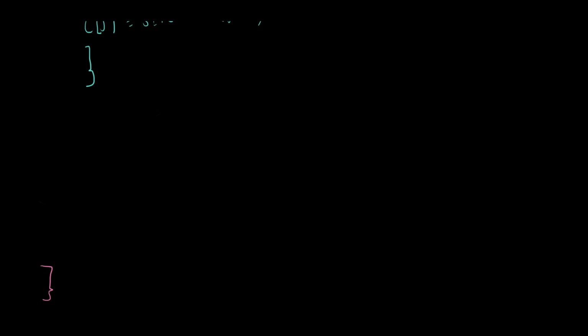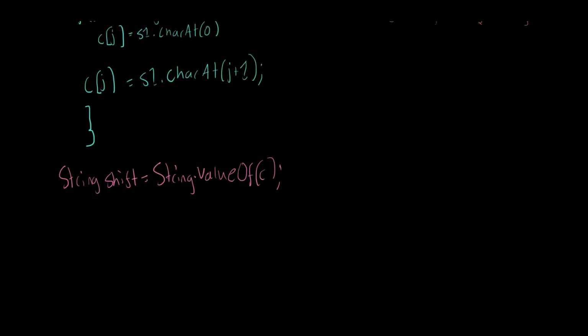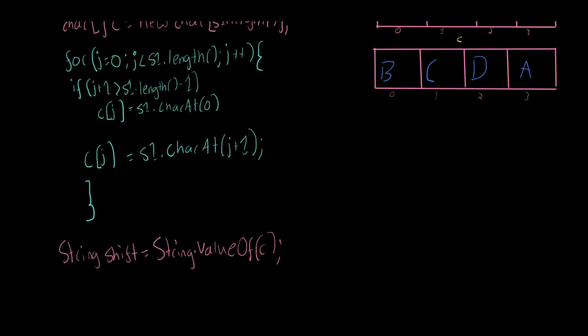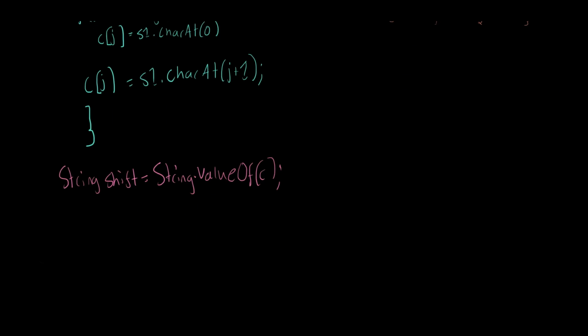So we're gonna basically assign that to a string. We're gonna call that shift. So string shift right here is going to be that shift is equal to the string static method String.valueOf(C), and it's going to just give the string representation of C. So string, in this case shift, will be B, C, D, A.